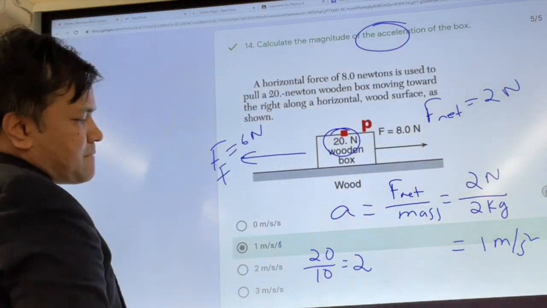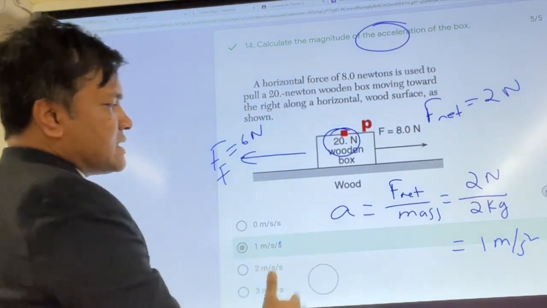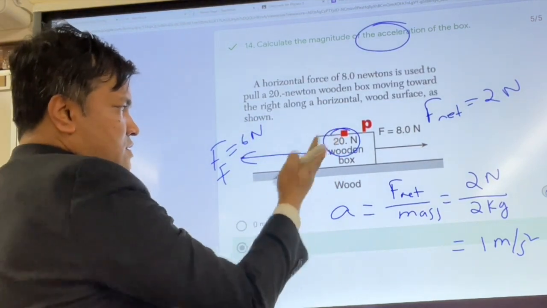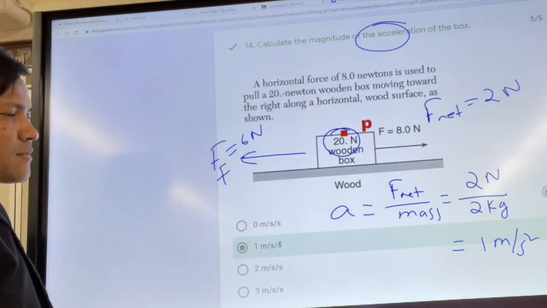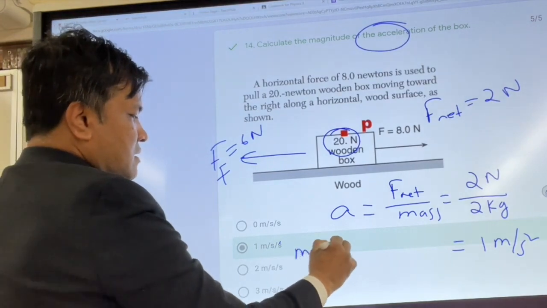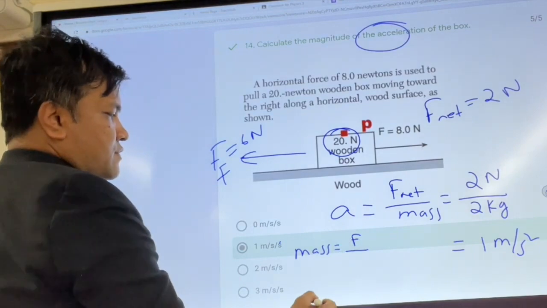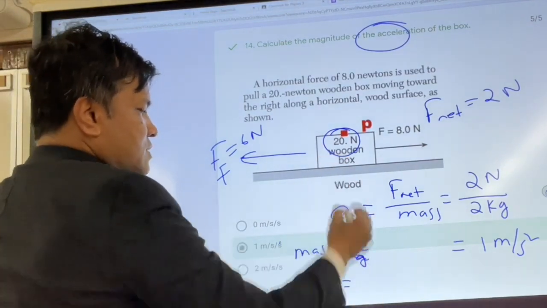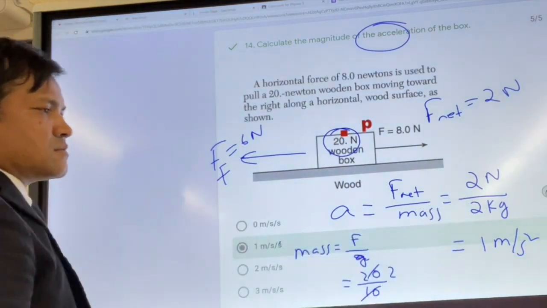Okay, so hopefully you understand that. Why did I divide that? I divided because to go from Newton to mass, you just divide by the acceleration due to gravity, and you get the mass. So mass is F over A, or F over G. F is 20, G is 10, so mass is 2. That's how I get 2. Okay, good.